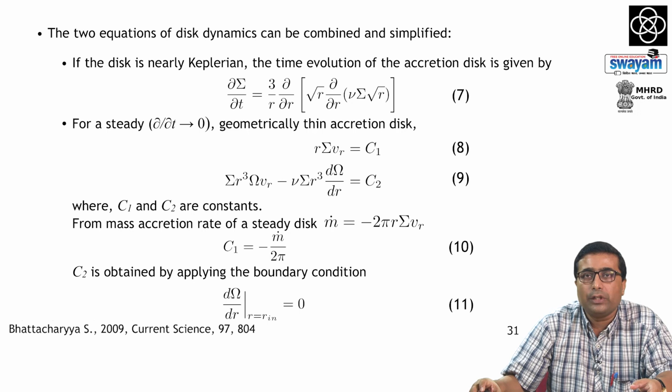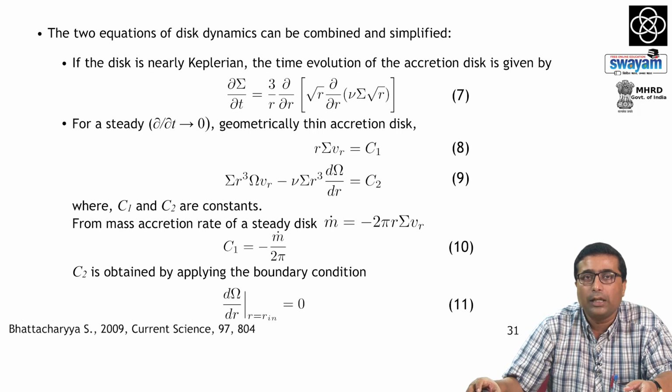Therefore, putting del/del t equal to 0 in equation 1 and in equation 6, we get r sigma V_r equal to C1, which is essentially the mass conservation, and sigma r cubed omega V_r minus nu sigma r cubed d omega/dr equal to C2, which is essentially the angular momentum conservation, where C1 and C2 are constants. For a steady disk, the mass accretion rate is m dot equal to minus 2 pi r sigma V_r, where V_r is the radial speed. Therefore, from equation 8 given here, we get C1 equal to minus m dot by 2 pi.